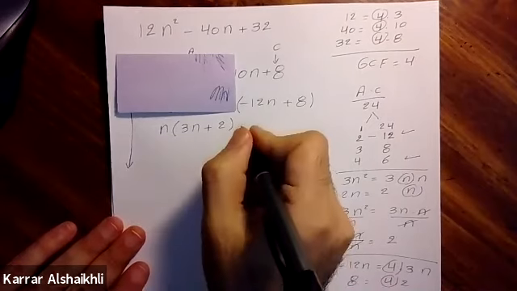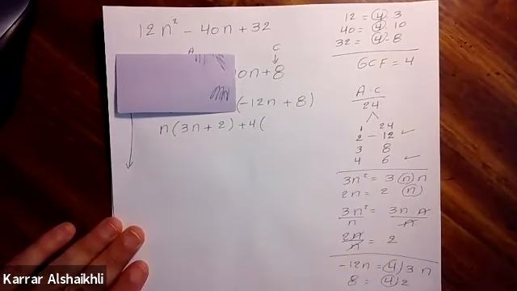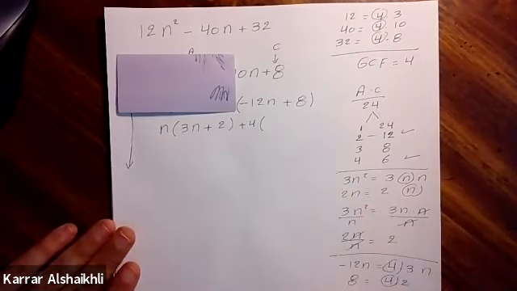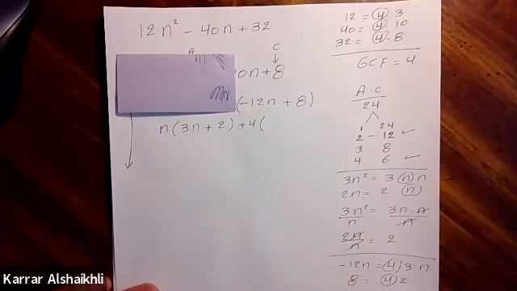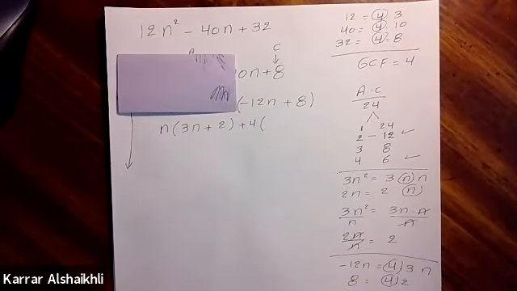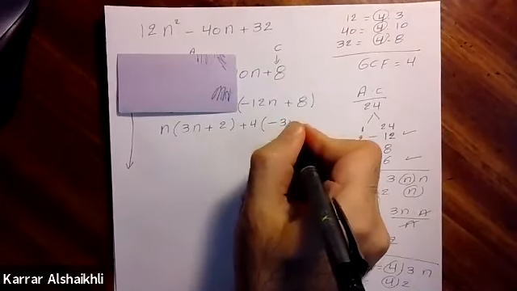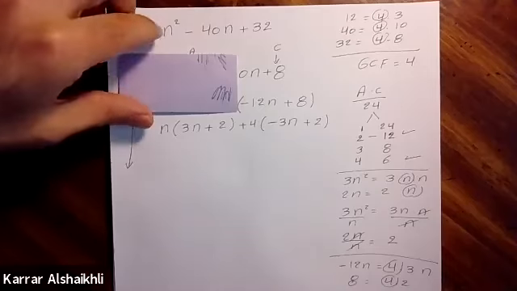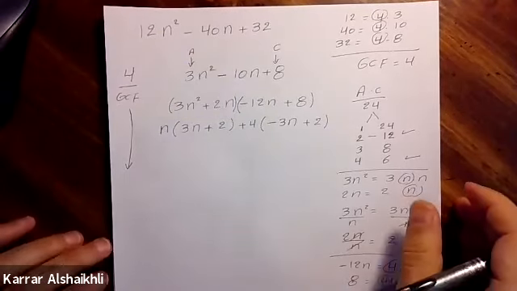So I'm going to take the 4 plus 4. Now start dividing. Negative 12n divided by 4 is negative 3n. So I'm going to write down here negative 3n. 8 divided by 4 is 2. That means plus 2. Now tell me, do we get exactly the same parentheses?